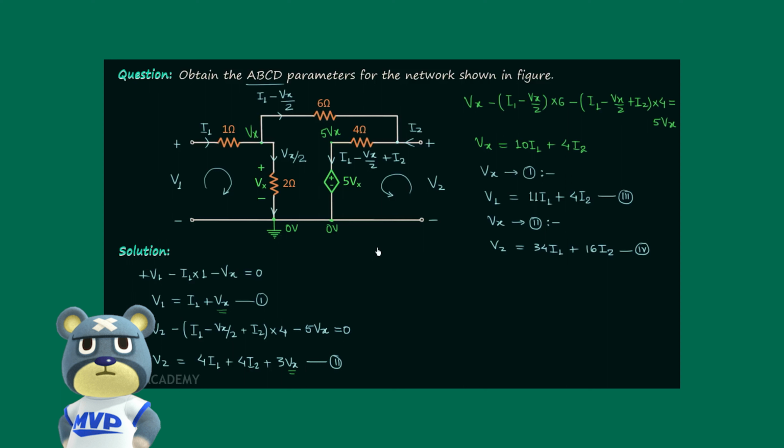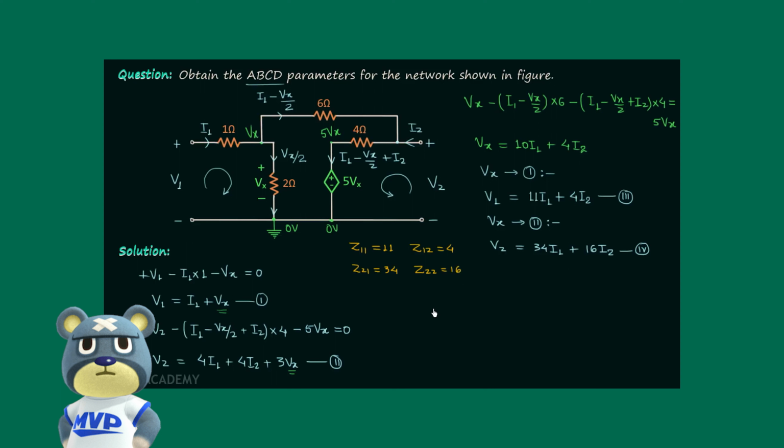and therefore 11 is our parameter Z11, 4 is our parameter Z12, 34 is our parameter Z21, and 16 is our parameter Z22.